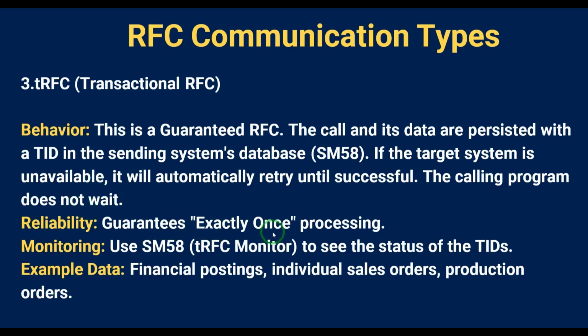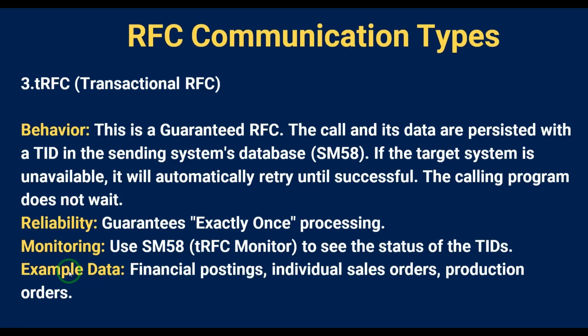It guarantees exactly-once processing. Once the process has started, it is guaranteed to reach the system whenever the system is live and up. Whenever the server is up, the data is going to move on to system B. That's what this transactional RFC will do. SM58 is the TCode to monitor the transactional RFC. To see the status of transactional IDs, we can watch the transactional ID information in SM58.